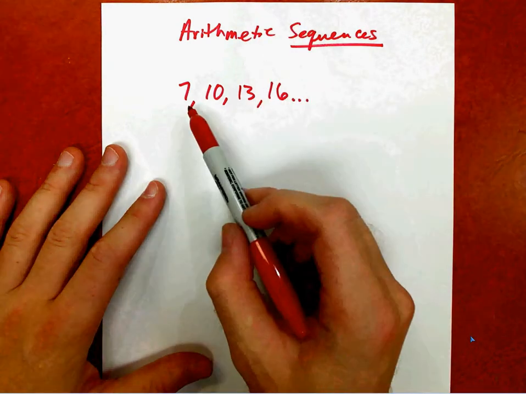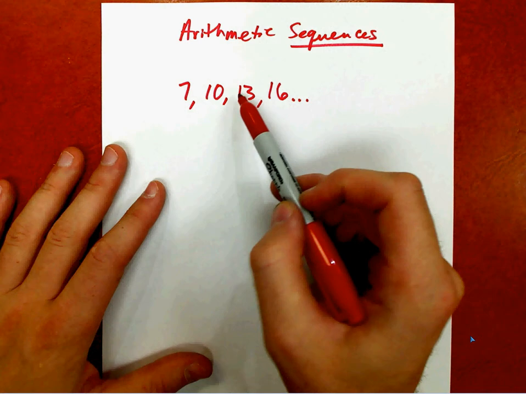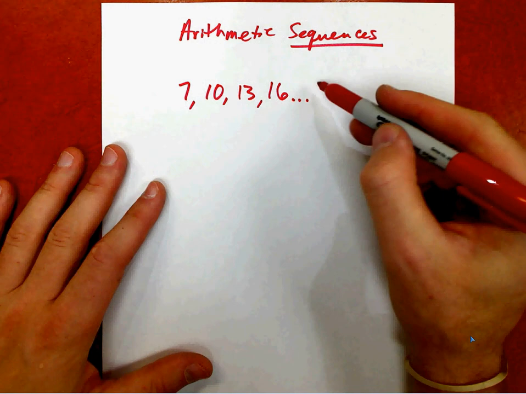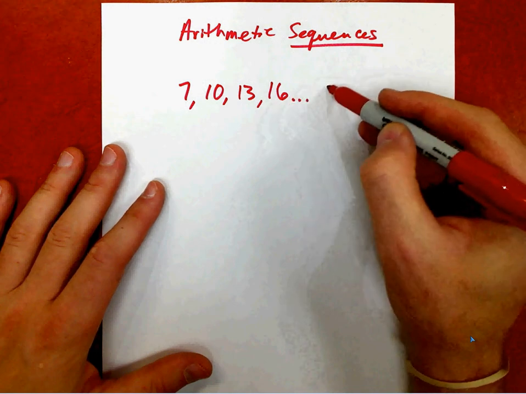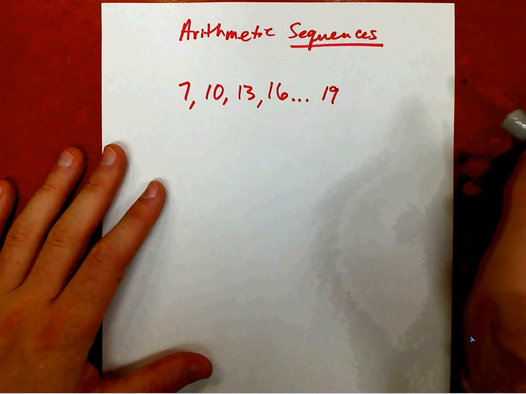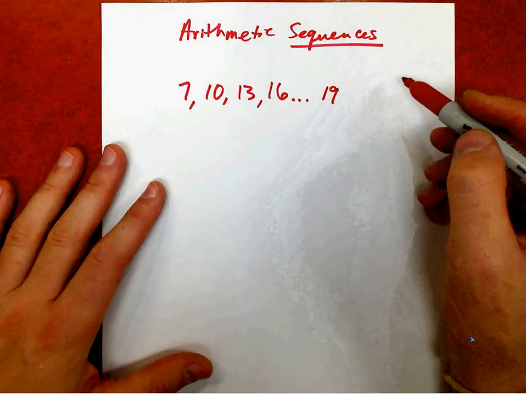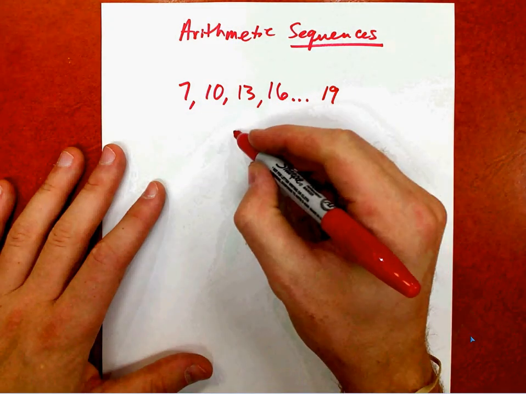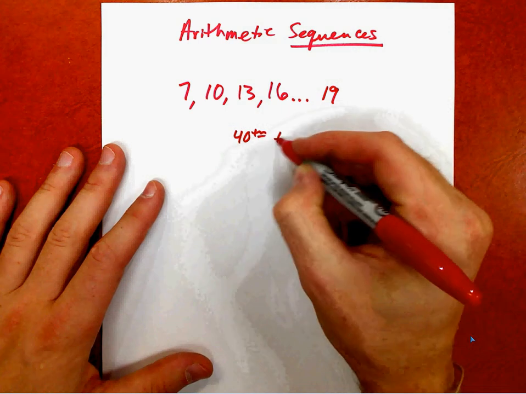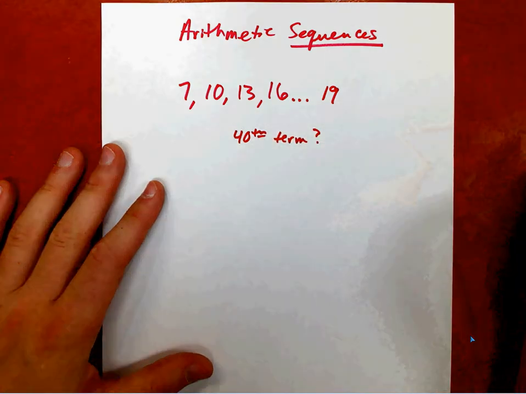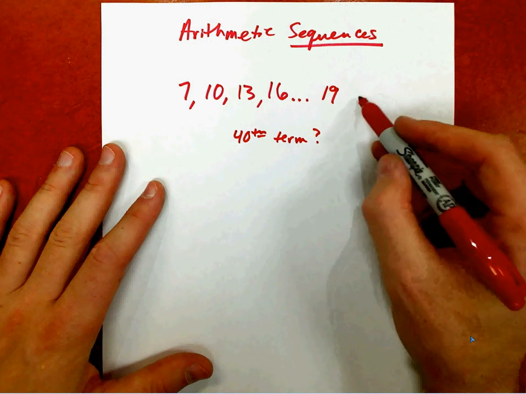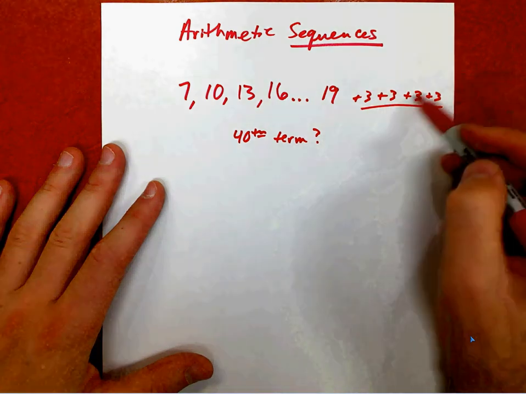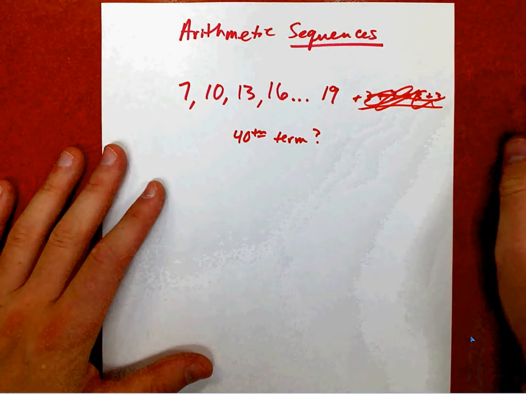Most people would notice that every term of the sequence continues to increase by 3. So they would probably say that the next term in this sequence has got to be 3 more than 16: 19. And then the next term would have to be 3 more than that. And we could continue this method if we wanted to find something like the 40th term of the sequence. And you continue to add 3, and then add 3, and then add 3, and then add 3. But this is kind of an inefficient method. I don't like doing that.